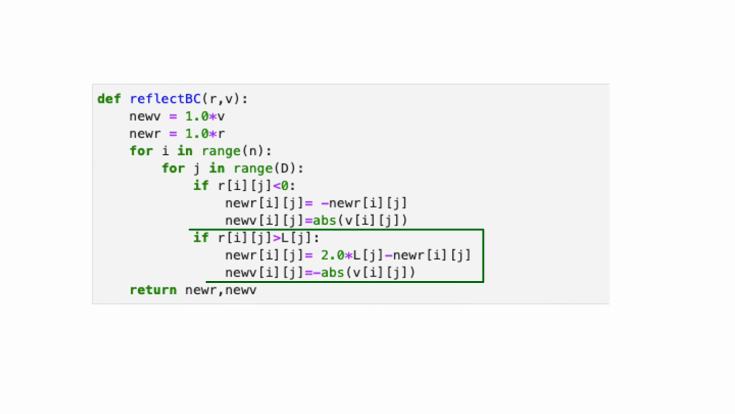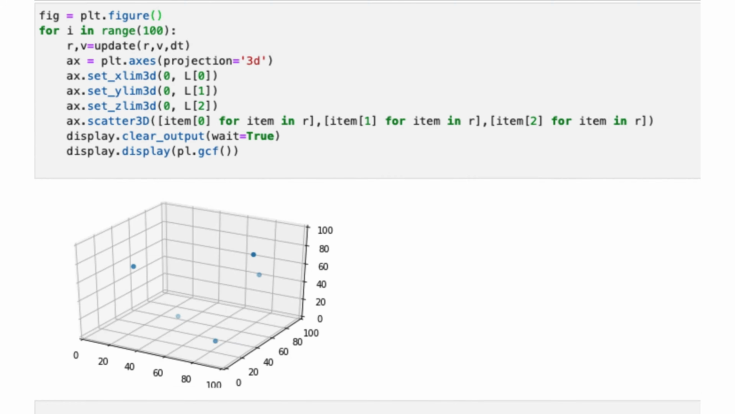It's similar if the particle tries to leave through the upper boundary. If the jth coordinate goes past Lj, the new jth coordinate is set to 2Lj minus Rj. This is equivalent to the picture I showed previously. Once again, the velocity is set to point inwards. In both cases, I could have just flipped the sign of the velocity component as opposed to forcing them to point inwards, but I did it this way. Upon running the code, we see that rather than teleporting from one side of the box to the other, the particles bounce off the sides.